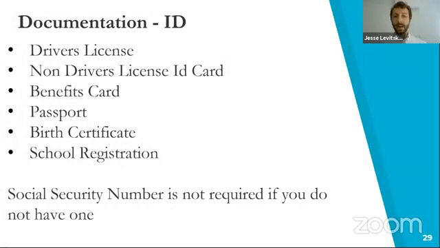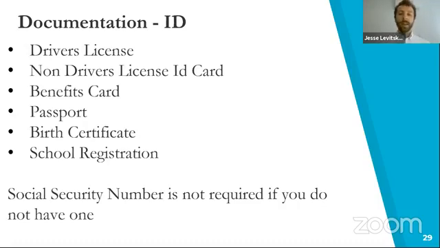So everyone that applies has to submit certain documents that prove their eligibility. The first form of documentation that everyone needs is some form of identification. Now, this can be a driver's license, a passport, a birth certificate, a state or city ID card, a benefits card, or a school registration.